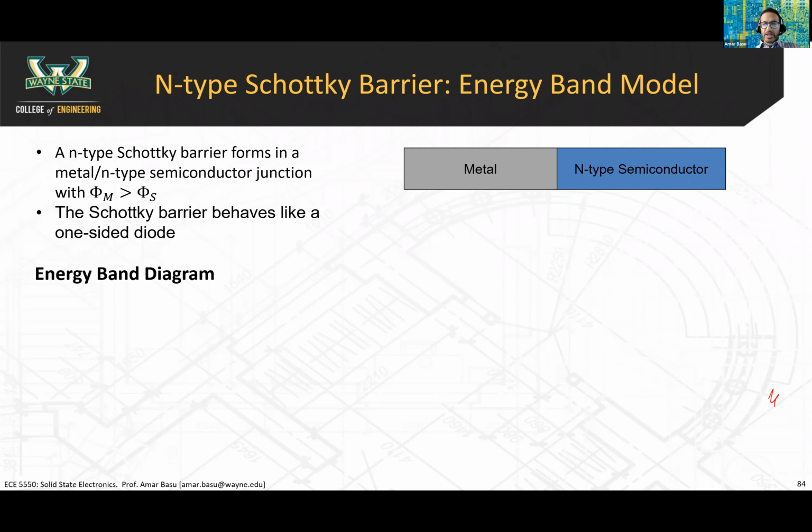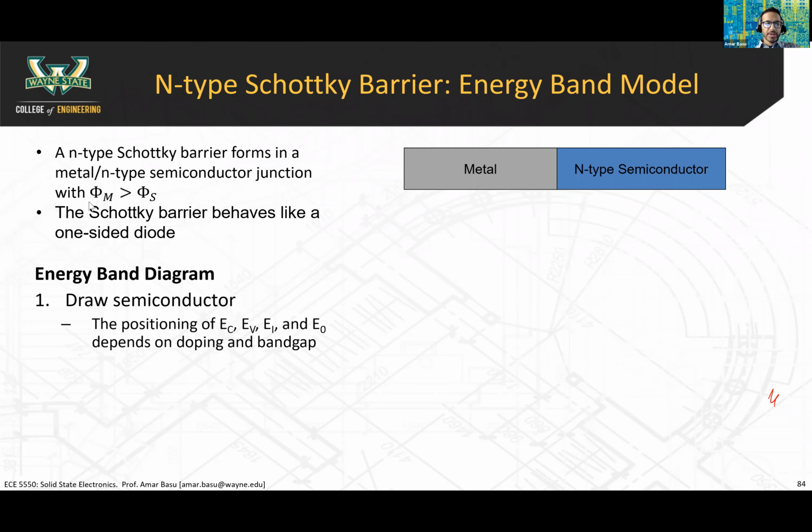The way we'll draw the energy band diagram is very similar to how we drew the band diagram for a diode. The first thing you do is draw the semiconductor and the positioning of EC, EV, EI, E0, and the Fermi level, EF. That's not written here, you can just add that. Of course, it depends on the doping and the band gap of the semiconductor. You already know how to draw a semiconductor band diagram, so we won't belabor that point much.